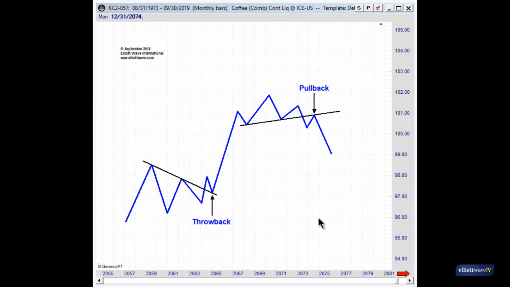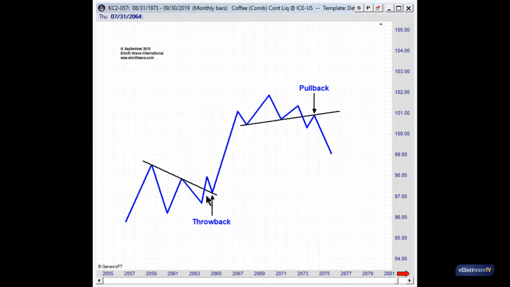One's referred to as a throwback, the other's referred to as a pullback, and it's just a very simple trend line trade setup. Now the diagram in front of us illustrates this very simple trend line trade setup that I'm referring to. In an uptrending market, we refer to it as a throwback. In a downtrending market, we refer to it as a pullback. And it occurs whenever prices penetrate a trend line.